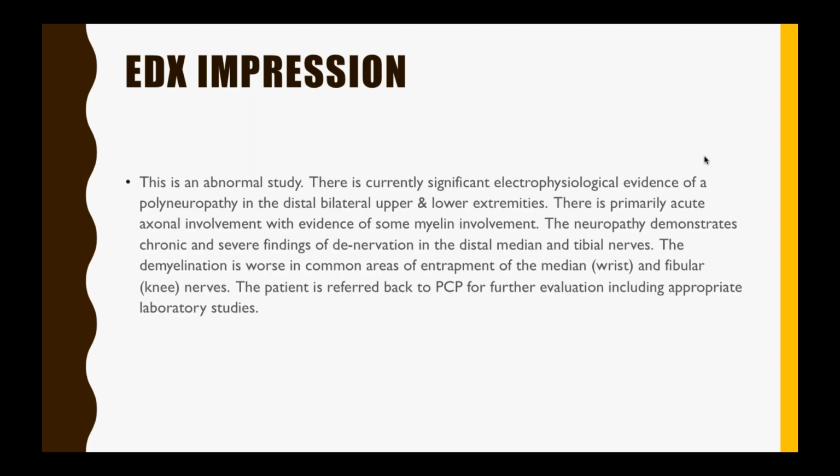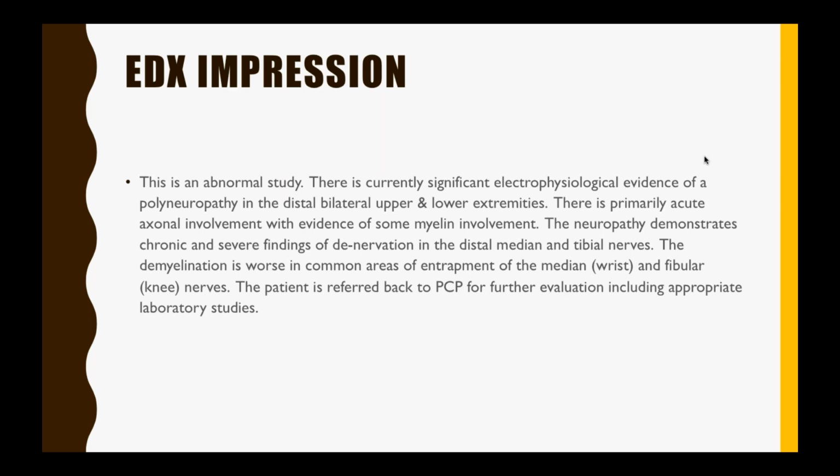So the impression, this is how I worded it. We had multiple findings in multiple locations. So this was a polyneuropathy, which is the definition of a polyneuropathy. She had multiple findings in multiple locations in no kind of pattern according to a single peripheral nerve or nerve root level. So there was a polyneuropathy in the distal, bilateral, upper and lower extremities. There was acute axonal involvement with evidence of some myelin involvement.